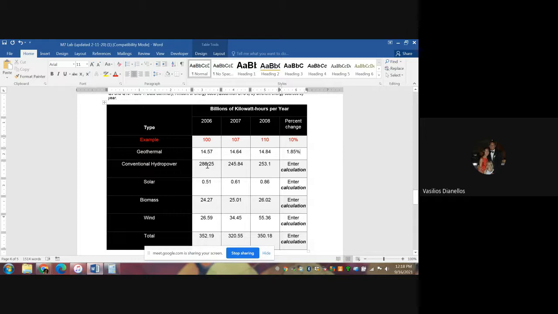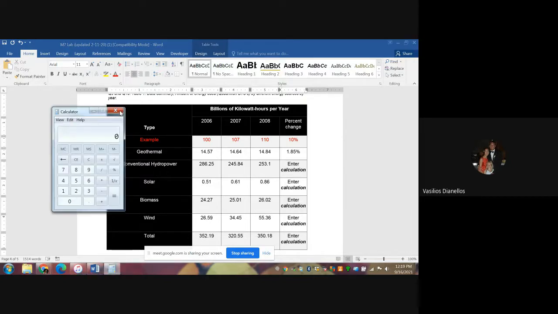Conventional hydropower went from 286.25 to 253.1. That is a negative change. We'll go ahead and do this one. This will be my last example. Here we go. Calculator, where are we at here? Start over. So the final is 253.1. Let's subtract the original, which was 286.25.